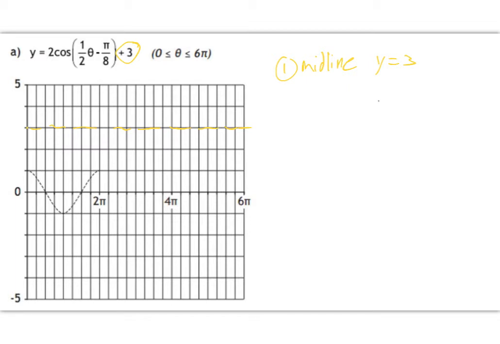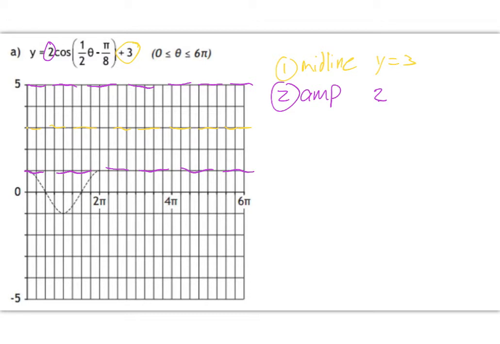All right, second thing, I'm going to use my amplitude, and that's going to come from the beginning. That's going to be at a height of 2, so I'm going to go 2 above the midline and do a line across, 2 below the midline and do a line across. That gives me a pretty good idea of where this graph is going to be.